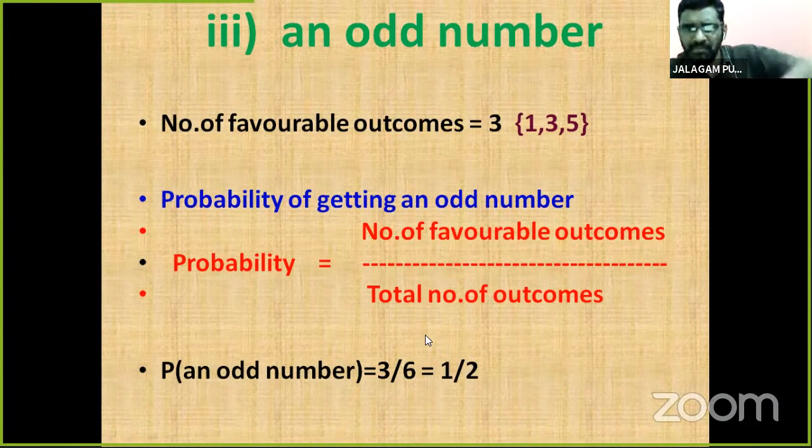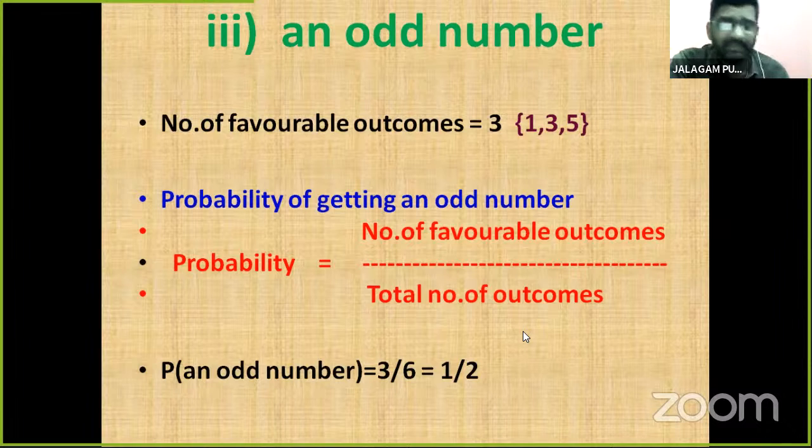The probability of an odd number, the probability of a prime number, the probability of a number between 2 and 6. Using this, we can create so many problems. So children, try to create some problems and solve them. Here the probability of an odd number is 1 by 2.